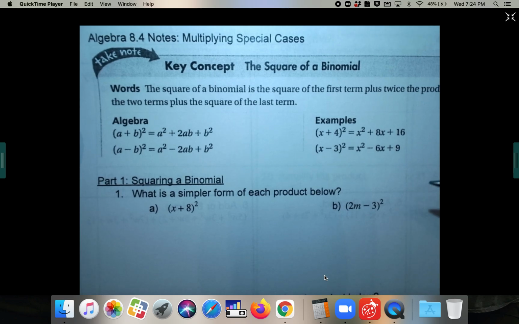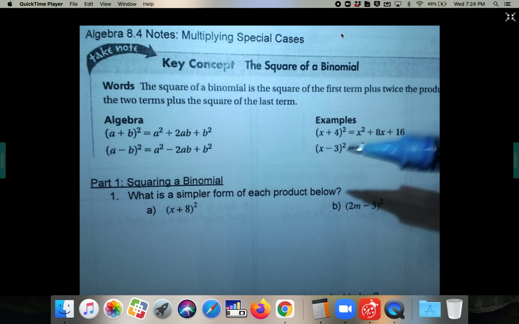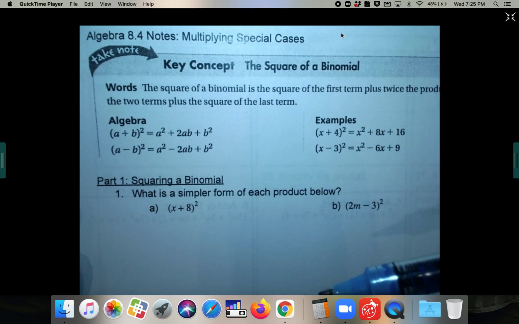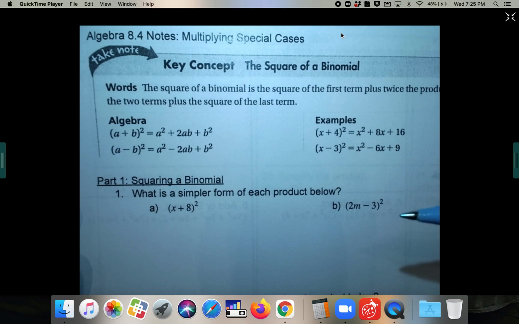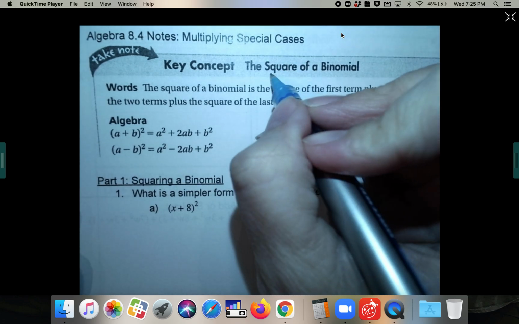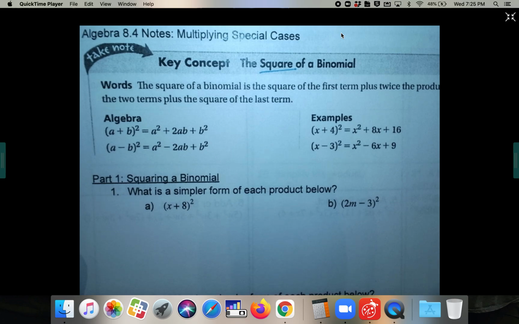Notes. This is actually going to feel a little bit like a review of 8.3 because you can use box or FOIL or distributive method to multiply what we're going to do today. But I just wanted to show you that there are sometimes special cases of certain binomials, talking about the squares of them. And if you know this shortcut, you can multiply these a lot quicker. So here's what I want you to see in this key concept.